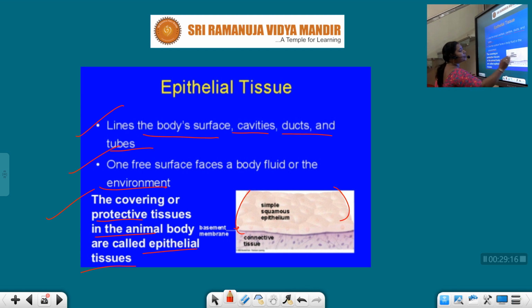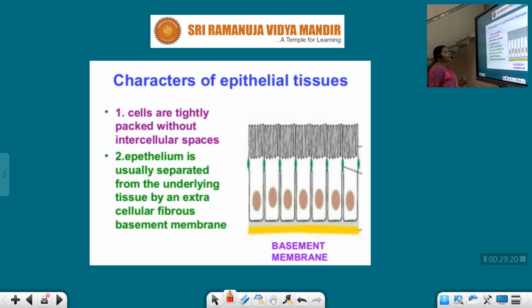See, this particular part is called simple squamous epithelium. It will have the basement membrane also. Let us see the characteristics of epithelial tissue. Cells are tightly packed without any intercellular spaces. See, these are the epithelial cells. They are closely arranged. There are no intercellular spaces.